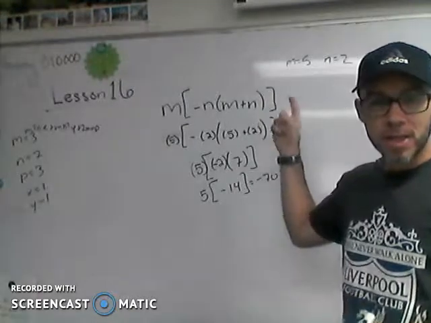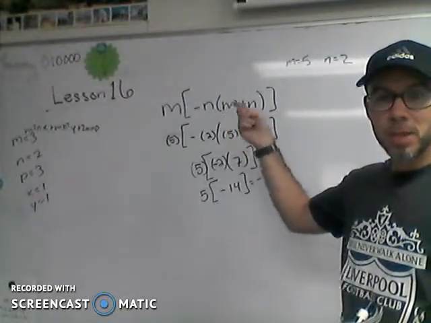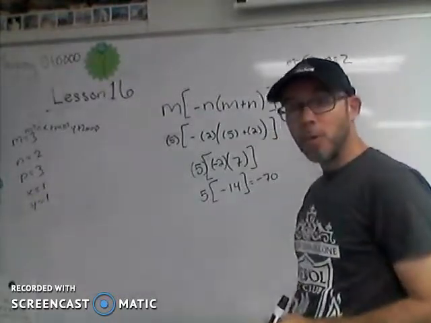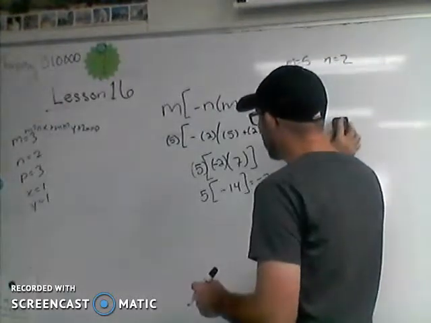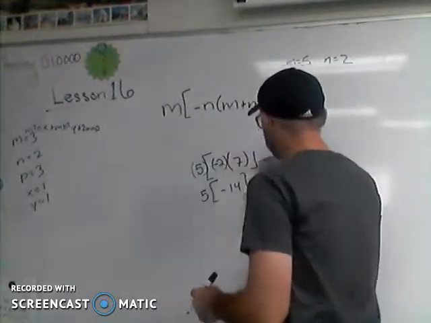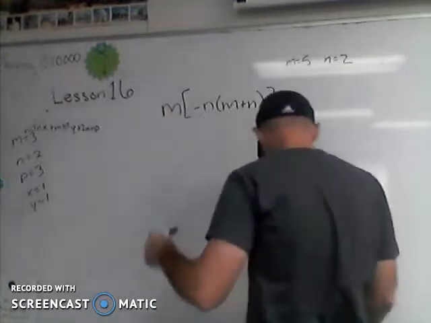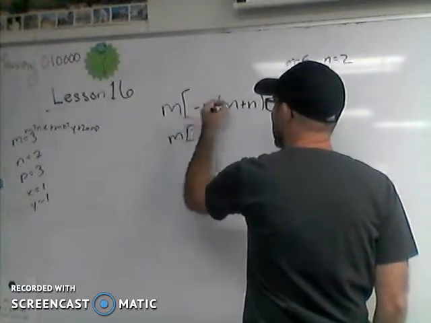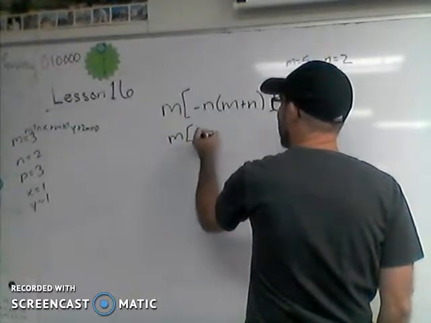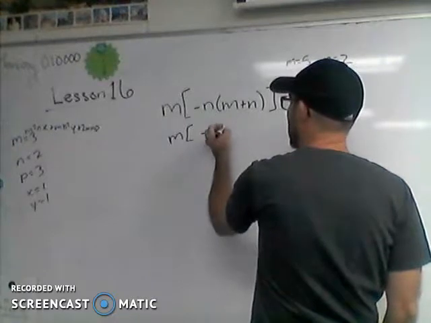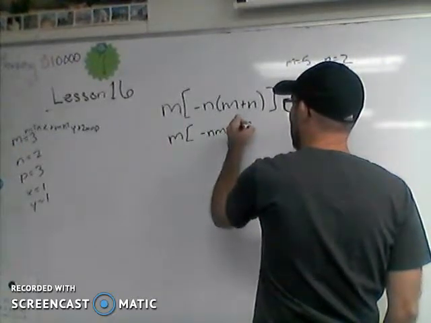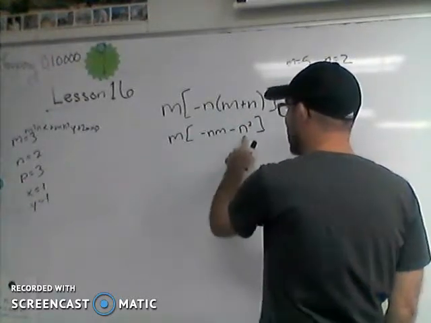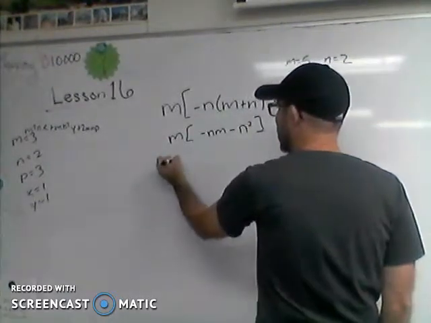Now, I noticed that this has distribution in it. That's multiplication. Maybe there's a different way to do this before I plug the numbers in. So I'm just going to back up here. And remember, you can back up too. You can go back 10 seconds or 15 seconds. But what if I did distribution here and went negative nm, and then I've got a negative n times n, or an n squared. And then I plug those numbers in, because now maybe that'd be a little quicker.